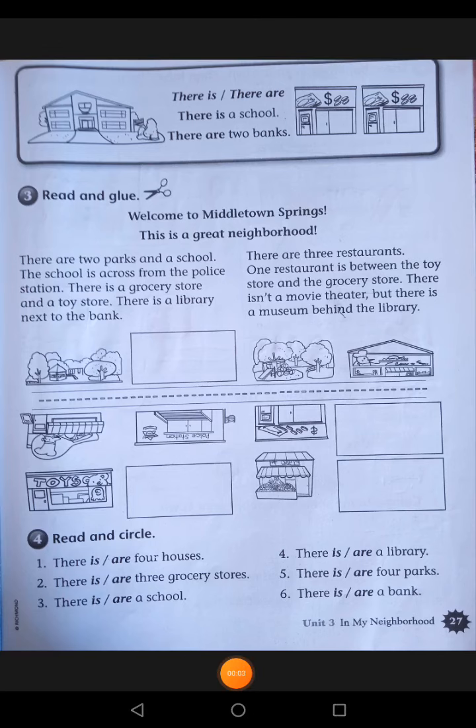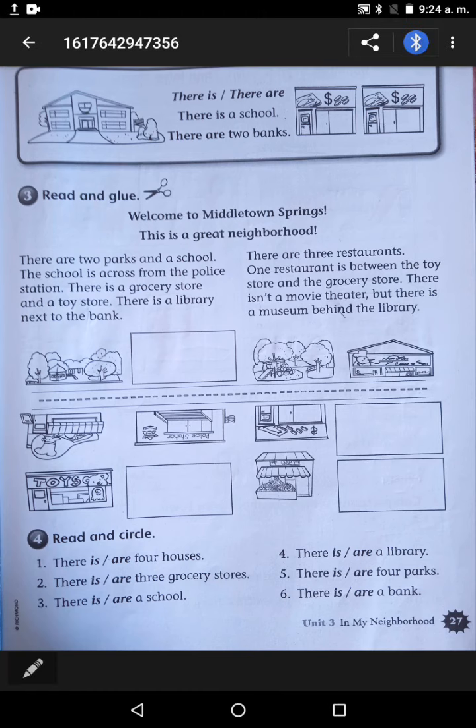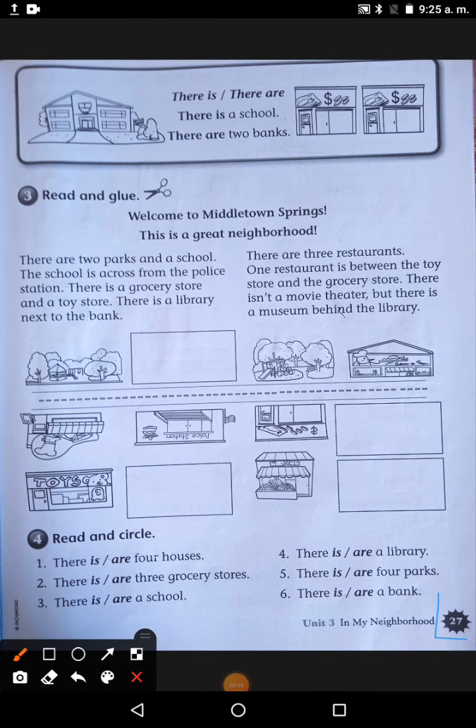Now you are going to work with page number 27 of your practice book. On this page, we are going to learn how to use the adverbs there is and there are. Okay? Here I'm going to give you a short explanation about this. We use there is to talk about quantity in present simple.